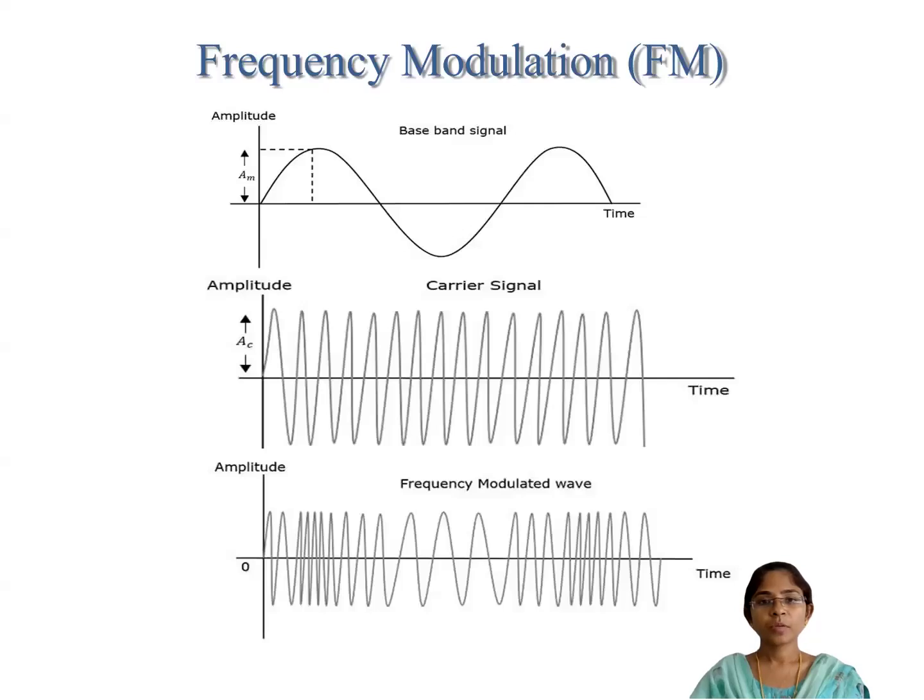This is the waveform representation. First one is the baseband signal, also known as modulating signal. Second one is carrier signal, which is a high frequency signal.